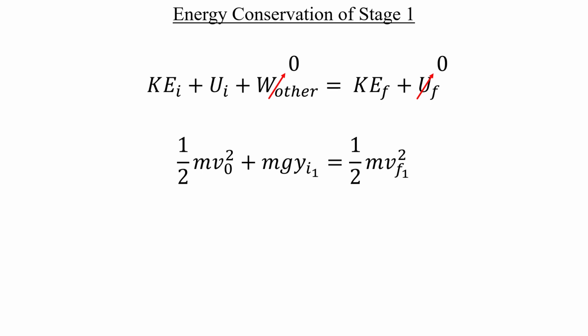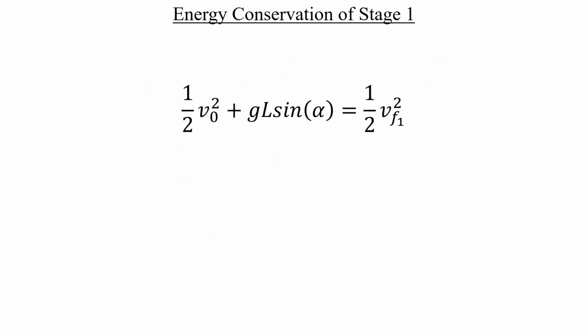Notice there's a mass variable in every single term. Let's divide that out and get rid of it. We can also plug in the trig expression for the initial height, like this. If we multiply both sides by 2, then what's left is the square of the final speed of stage 1 on the right-hand side. Hang on to that for the time being. We'll need that for later.